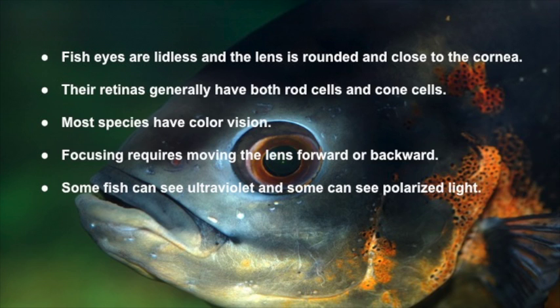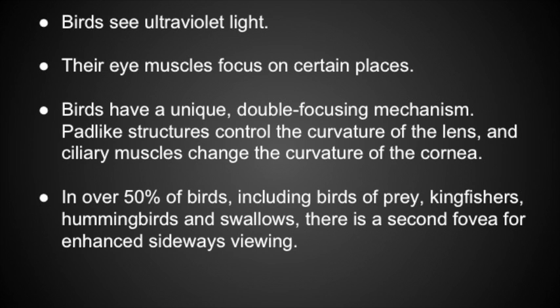Fish eyes are lidless, and the lens is round and close to the cornea. Their retinas generally have both rods and cones, which means that most species of fish have colored vision. Some fish can see ultraviolet light, while a few other species can see polarized light. The lens within a fish's eye is considerably thicker, almost spherical, to increase refraction. Focusing requires moving the lens forward or backward, much like you would use a magnifying glass to focus in and out.